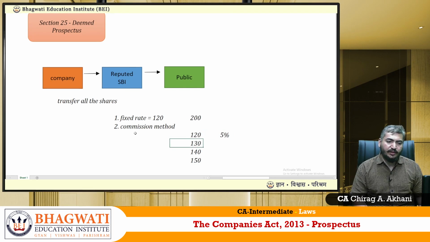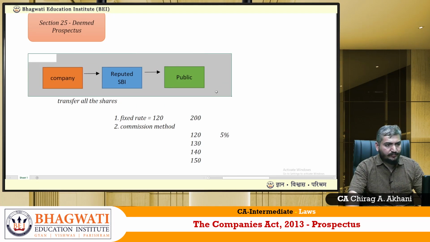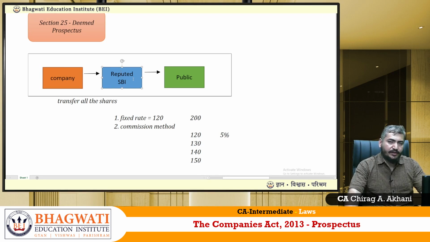120 into 5%, 130 into 5%, whatever amount they've acquired. Now in this entire model of share issue, what interesting fact we are finding is that, first of all, the company is transferring all the shares without accepting the payment. Payment will not be made immediately. Just the shares will get transferred from the company to State Bank of India. And then SBI will slowly start selling or auctioning all these shares to the public.